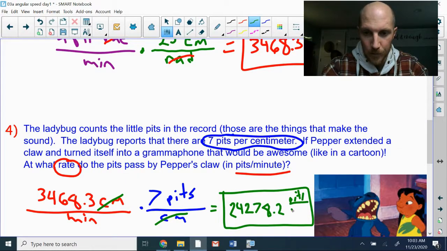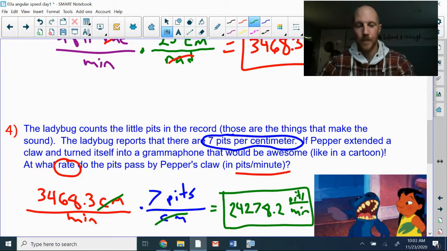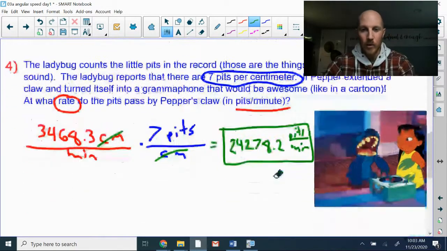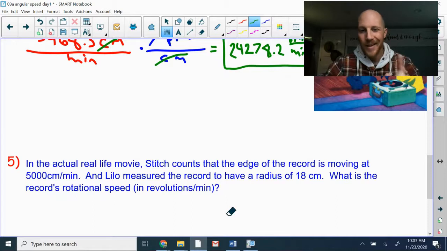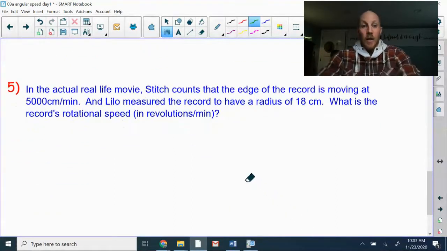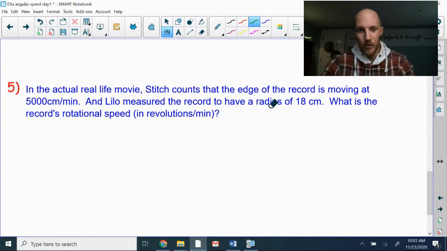bits per minute. But wait, I think there's more. Oh my gosh. In the real life actual movie, when Stitch counted the record player, it was not going at the numbers that we just did. So let's try this. The real life movie, actually, Stitch counted the edge of the record to be moving at 5,000 centimeters per minute.